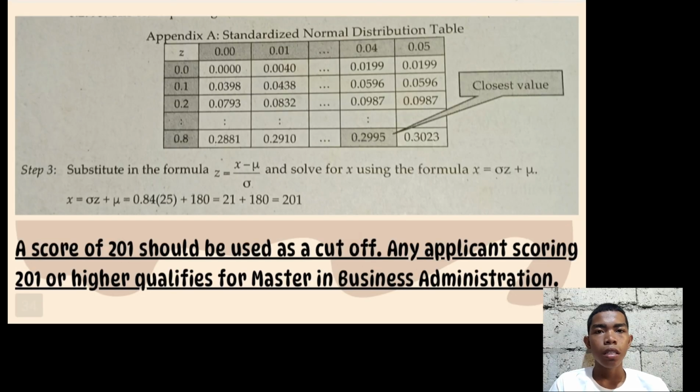So, step 3 is substitute into the formula z equals x minus population mean over population standard deviation and solve for x using the formula x equals z times the standard deviation plus the population mean, equals 0.84 times 25 plus 180, equals 21 plus 180, equals 201. So the answer would be a score of 201 should be used as a cutoff. Any applicant scoring 201 or higher qualifies for the Master in Business Administration.